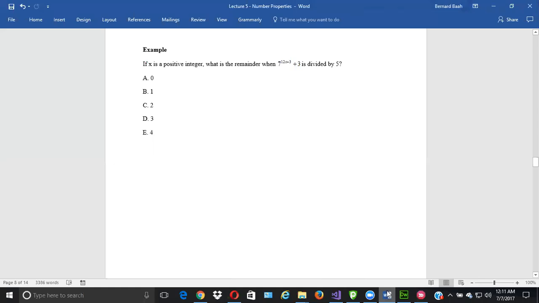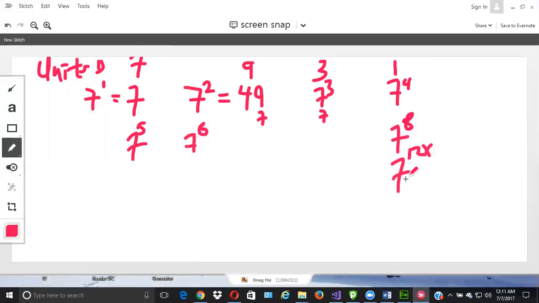So we want to figure out the unit digit of 7 to the 12x plus 3 first. If 7 to the 12x has a unit digit of 1, the next number after 7 to the 12x is 7 to the 12x plus 1. 7 to the 12x plus 1 will have a unit digit of 7, 7 to the 12x plus 2 will have a unit digit of 9, and 7 to the 12x plus 3 will have a unit digit of 3.